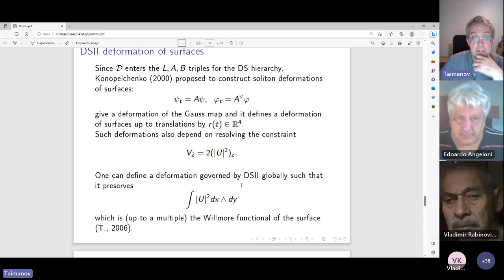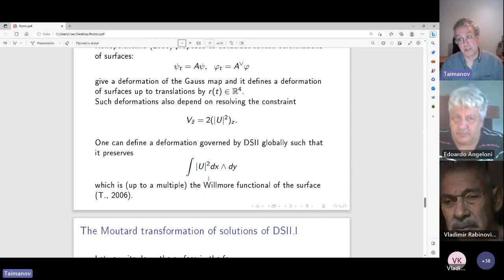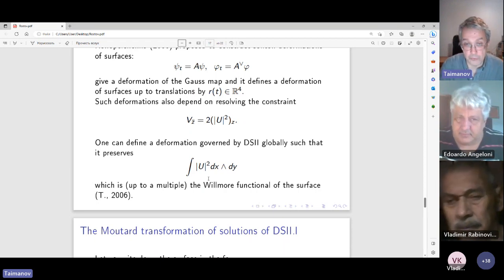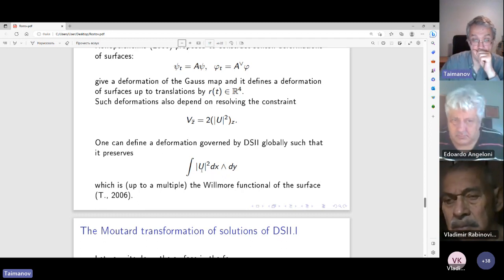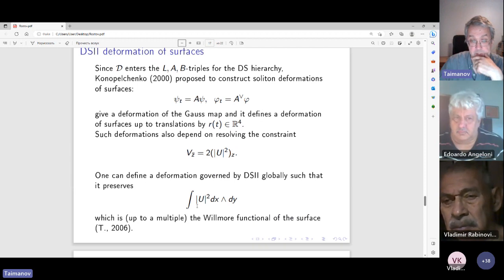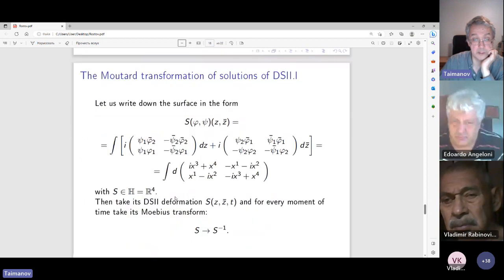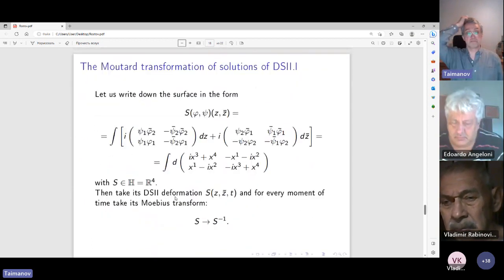Now one can define a deformation governed globally by using this constraint such that it preserves the Willmore function. It's the squared norm of the mean curvature vector, H squared. So this is the Willmore functional. In terms of this data, it's just the integral of the squared norm of U times some constant, which is a multiple of pi. And what is now the Moutard transformation of solutions? I call that a Moutard type transformation.